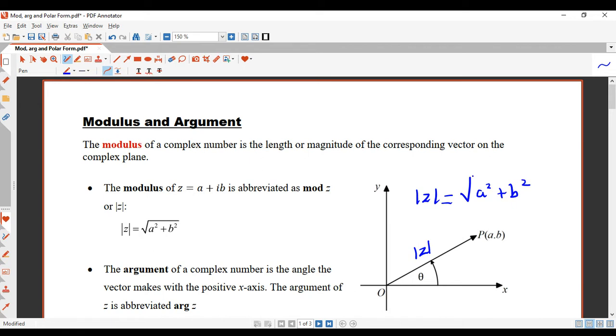Now the angle that the vector makes with the positive x-axis is called the argument of z. That is abbreviated arg z. So in this case, we would just write down arg z is equal to theta.